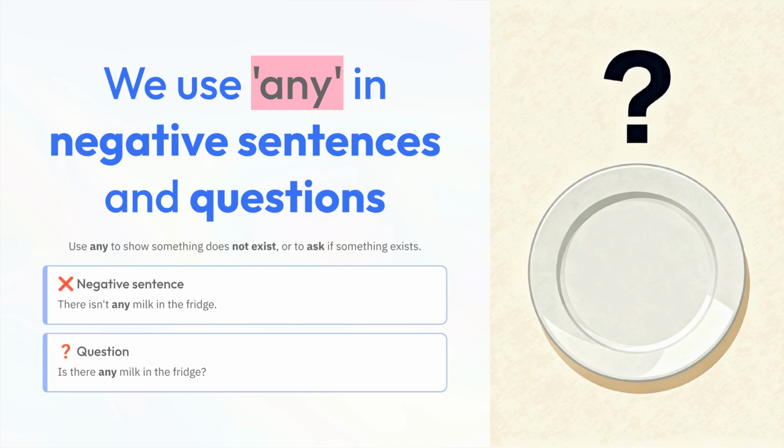We use any in negative sentences and questions. Use any to show something does not exist or to ask if something exists. For example, there isn't any milk in the fridge. Is there any milk in the fridge? We use any in questions and negative sentences.